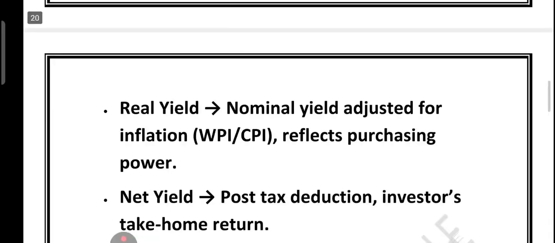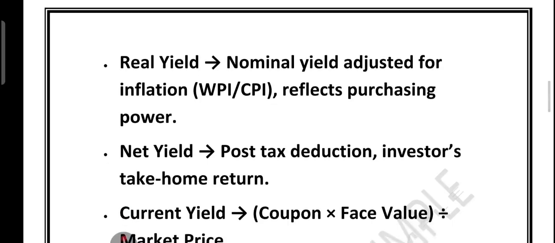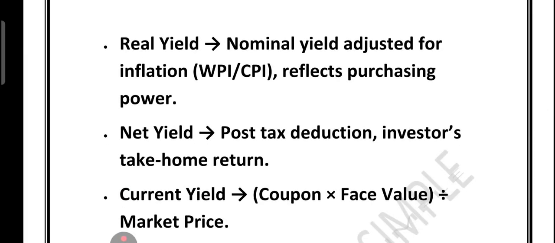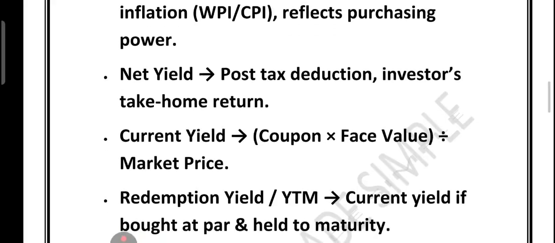Real yield means what? It adjusts the nominal yield for inflation like CPI, WPI, wholesale price index, consumer price index, showing your true purchasing power. So real yield shows the true purchasing power. Then we have the net yield. Net yield takes into account tax deduction, showing the investor's take home return. Then we have the current yield. How to go about finding the current yield? Coupon multiplied by face value divided by market price. That is called current yield.